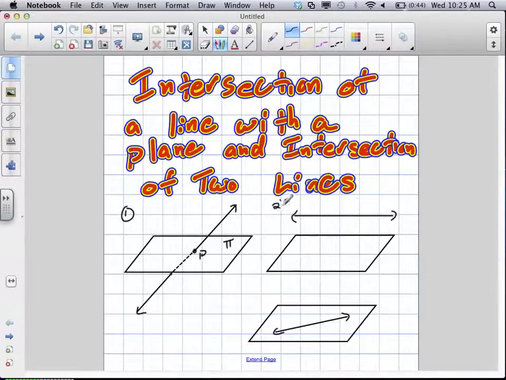Case 2 is when our line is parallel to the plane. Okay, I guess this is the best way to represent that. This plane and this line are parallel. So how many solutions, or how many times will the line cross this plane? None. There'll be 0 solutions to case number 2. And finally, case 3 is when the line is on the plane. Okay, how many solutions will there be for a line that is on a plane? Infinite. That's right. We have an infinite number of solutions.